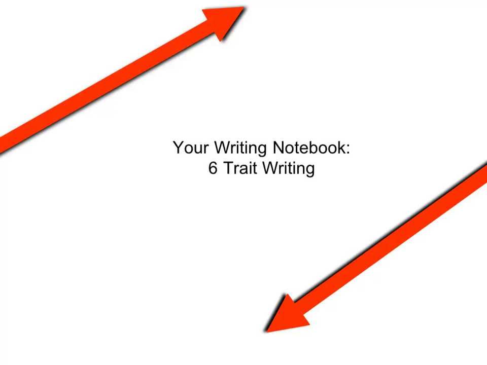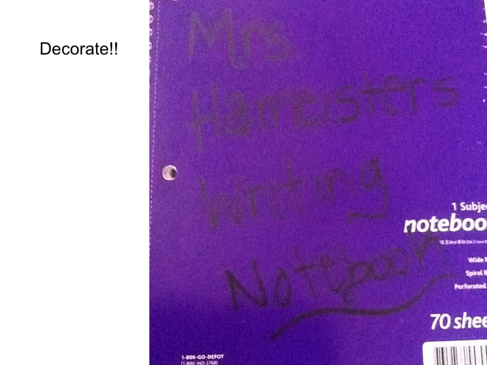Hello, we are going to set up our writing notebook for the 6 traits of writing and create a resource section for you to look back on for the rest of the year. So the first thing to do is to decorate your writer's notebook. Now I know mine looks a little smeared, not so beautiful, but you can add stickers, you can add drawings, absolutely your name, anything to make it your own. So spend some time and decorate your writer's notebook.